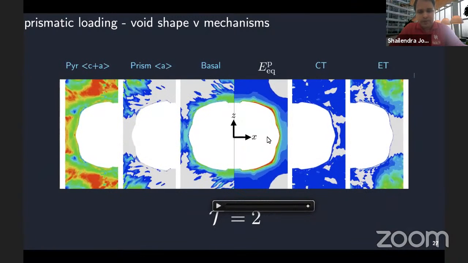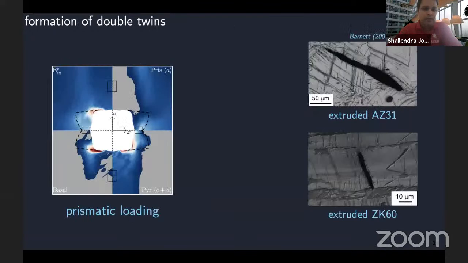So again, what you saw as relative activities now play out as the distribution of those deformation mechanisms around the void on a particular plane. Of course, it's a very three-dimensional process, but it's quite hard to show that entire three-dimensional process. But this is the potential plane of coalescence, which is what I'm showing over here. As I mentioned, double twins have been thought of as quite detrimental to fracture, and there is some experimental evidence of it, as shown in the picture on the right over here.